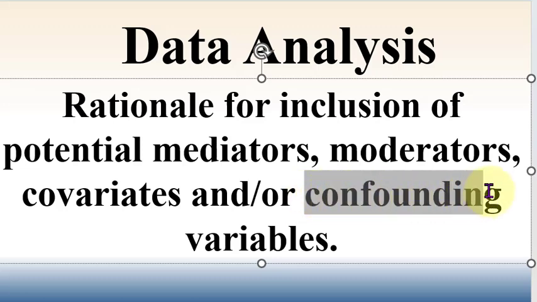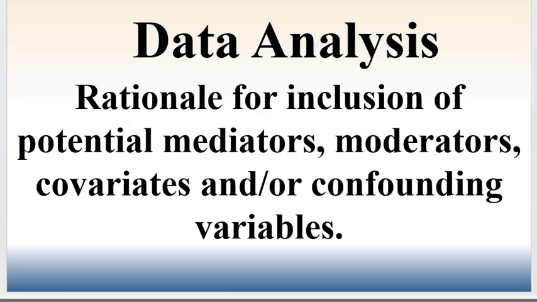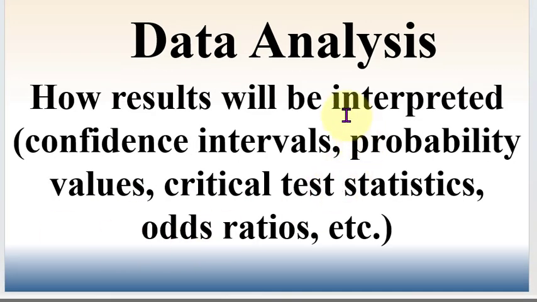Again, that could be something like age or gender or something like that, okay. And then after running those tests, you got to tell your readers, how are you going to interpret the results? In other words, which of the following are you going to use to prove that something is significant?